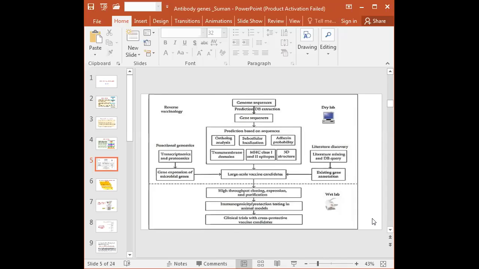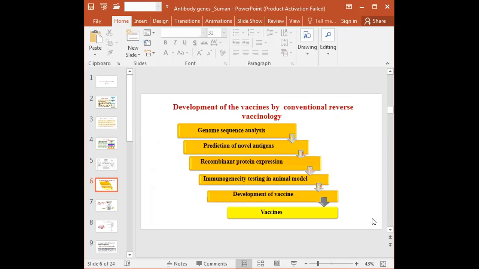So this is all about how reverse vaccinology actually functions. The flow chart is here. So genome sequencing analysis, then prediction of novel antigens from the sequence analysis data, and then recombinant protein expression using some artificial vector as well as in high yielding microbes, in the form of bacteria or yeast. Then we have to check immunogenicity in laboratory animals, mice or rabbit. And after that, we can go for phase 1, phase 2, phase 3 human trials, and subsequently the phase 4 trial after FDA approval. And then you can market it and recommend it in the form of a vaccine. So these are the developmental stages of a vaccine by the conventional reverse vaccinology technique.